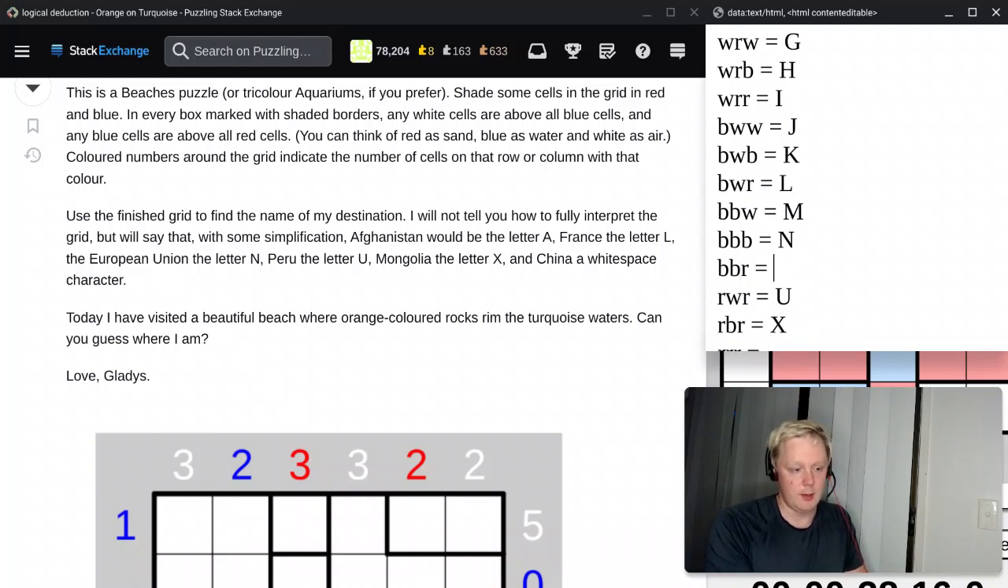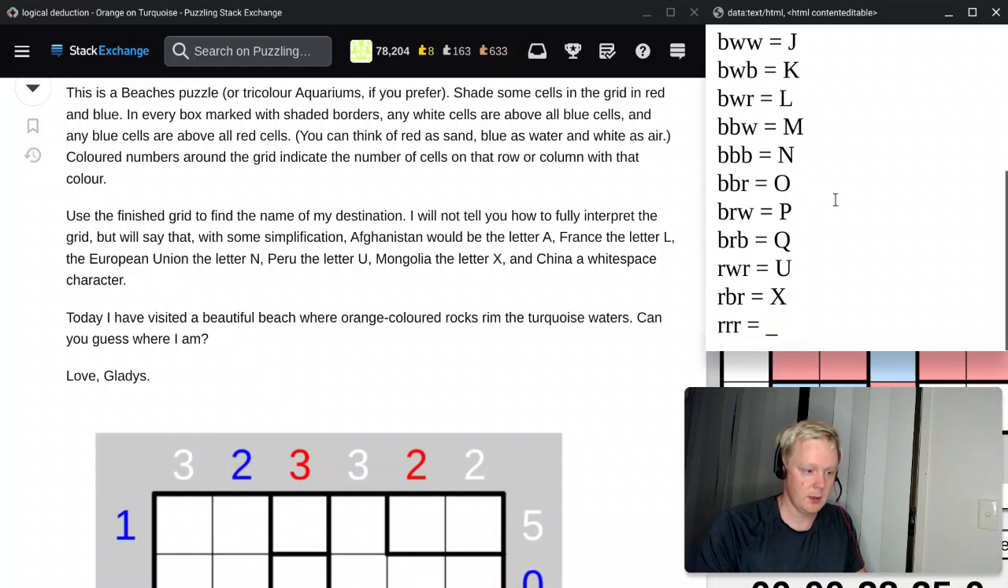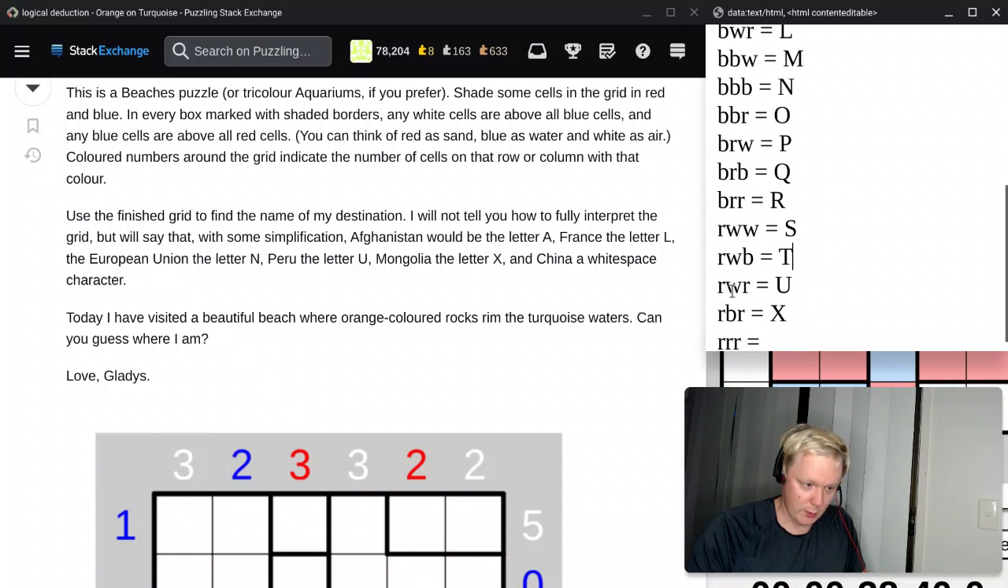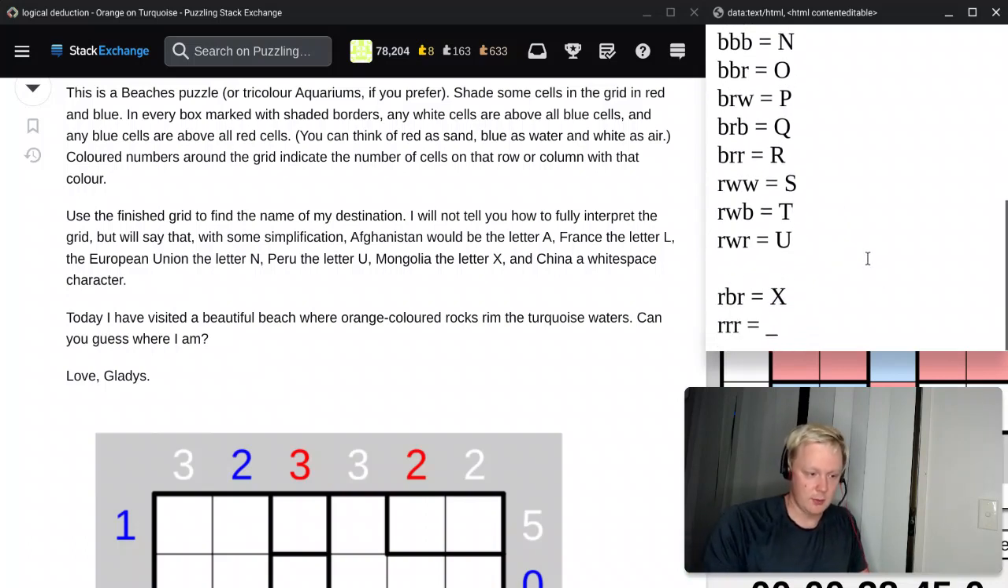Then we have blue, blue, red would be O. Blue, red, white would be P. Blue, red, blue would be Q. Blue, red, red would be R. What am I talking about? Then we have a red. Red, white, white would be S. Red, white, blue would be T. And the next one is our U, so red, white, red, which is correct. So that again confirms that we're going in the right direction. We haven't made any mistakes.